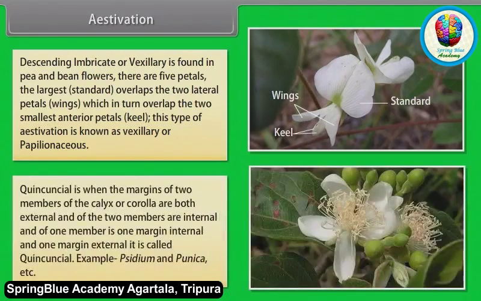Quincuncial is when, of the five members of the calyx or corolla, two members have both margins external, two members have both margins internal, and one member has one margin internal and one margin external. Then it is called quincuncial. Example: Guava and Pomegranate, etc.